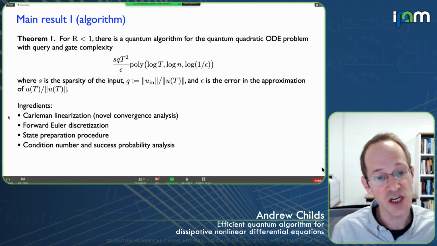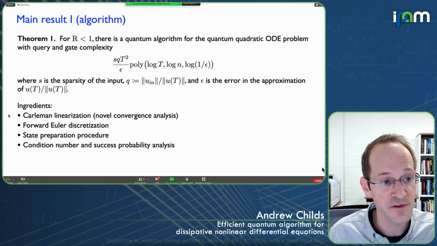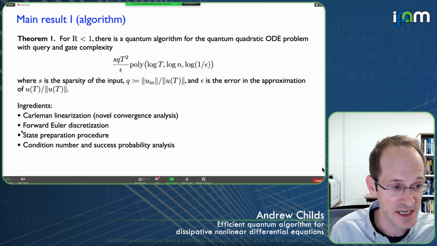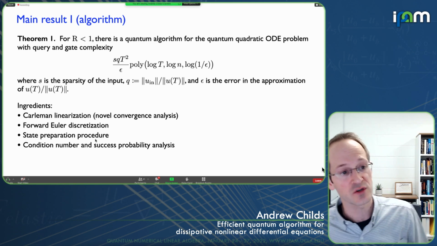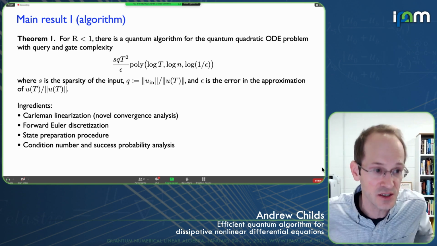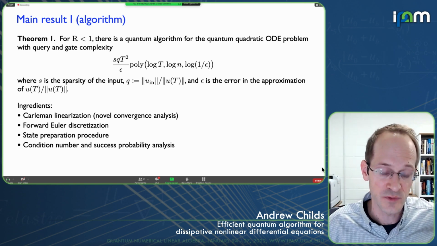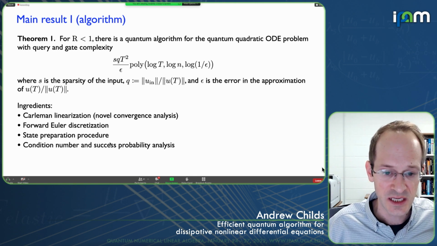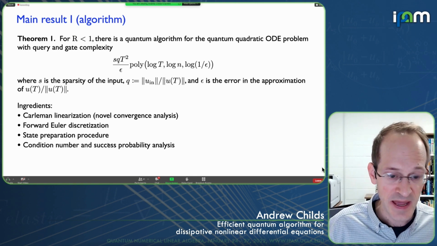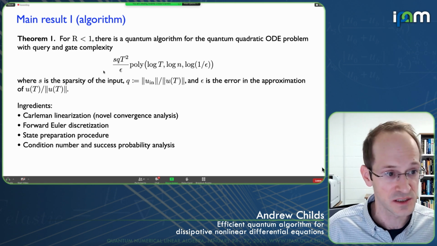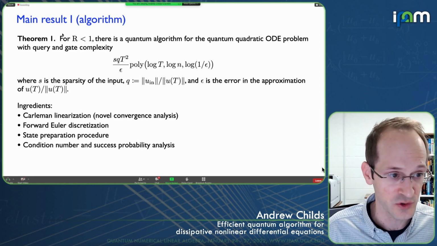From that point, we now have a system of linear differential equations, so we just apply the standard ideas. We discretize in time, and then we just have to do the complexity analysis in terms of the procedure for preparing the initial state, and how the performance of the quantum linear systems algorithm depends on parameters of the system of nonlinear equations, like, for example, this parameter R.